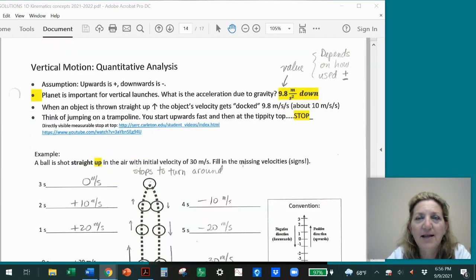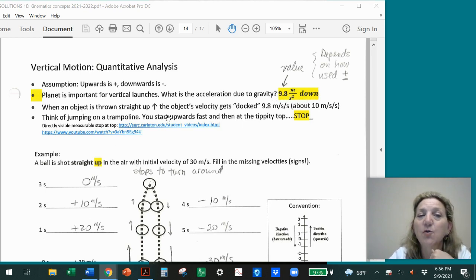So now let's try to get a little bit more quantitative view here. We are going to do approximations and get an understanding of what happens to an object in free fall as it goes upward and then downward. We assume up is positive and down is negative. The planet is important for vertical launches, vertical, up and down, throwing it up. What is the acceleration due to gravity? 9.8 meters per second squared, and it's pointed towards the center of the Earth, so in our convention, it's negative.